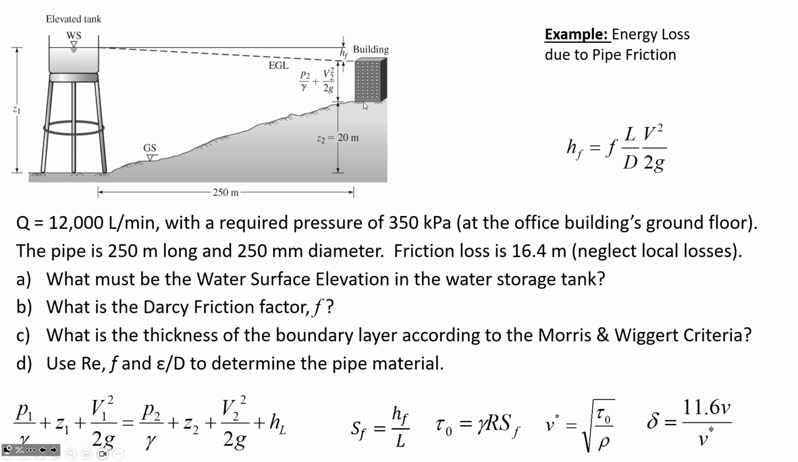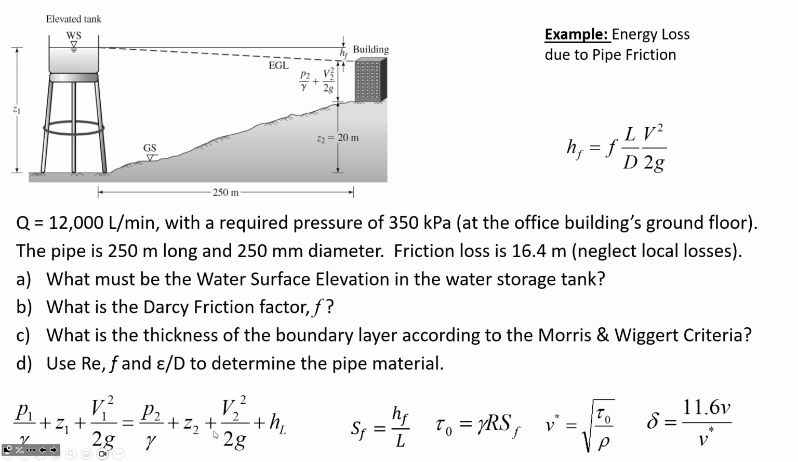You assign those where you know things, where you know a lot of things. And so we know a lot here at the base of the building. We know the pressure that is desired, and we know the elevation of the building there. And what we're going to assume, and it's a pretty good assumption in the energy equation, is that the velocity term is often negligible.